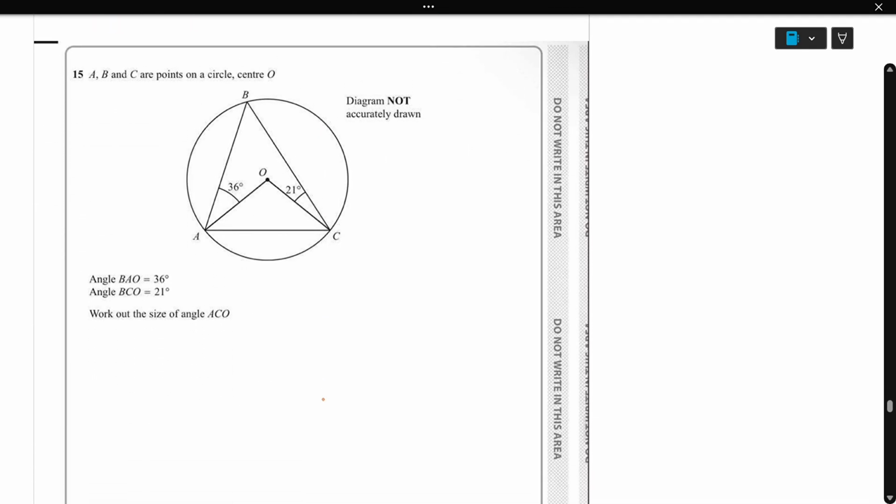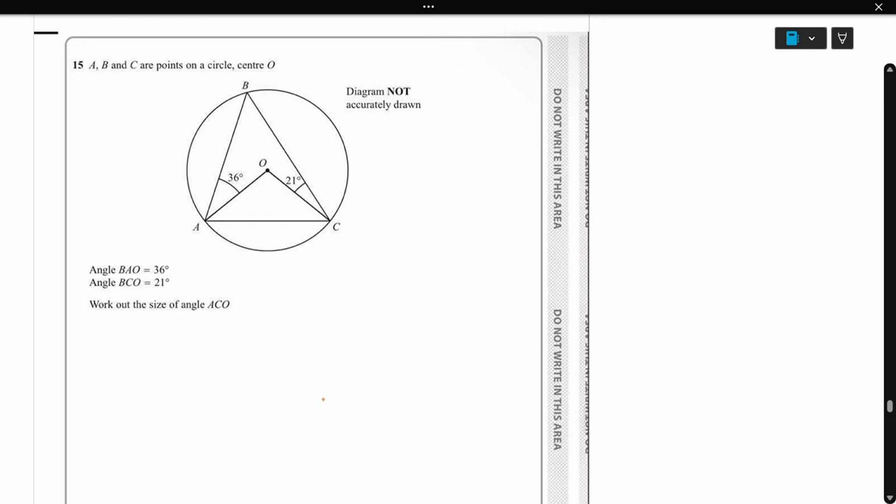The next question: A, B, C are points on a circle with center O. Angle BAO is 36 and angle OBC is 21. Work out the size of angle ACO. ACO I'll take as x. When I take this x, this also is going to be x because of the isosceles triangle formed from the center. OA and OC are the radii. This is x and x.